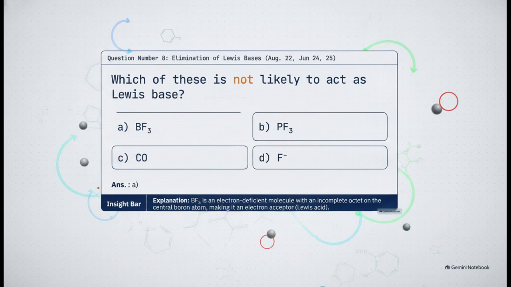If we use simple elimination logic, this is a breeze. We already know for a fact that BF3 is an electron-deficient molecule. The octet on its central boron atom is incomplete. Because it's deficient, it has to accept electrons. And what do we call an electron acceptor? A Lewis acid. Therefore, a Lewis acid like BF3 can never, ever act as a Lewis base.